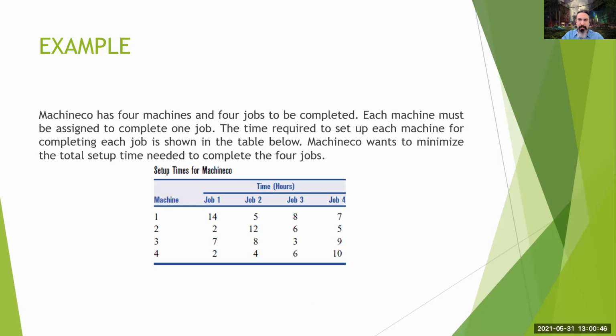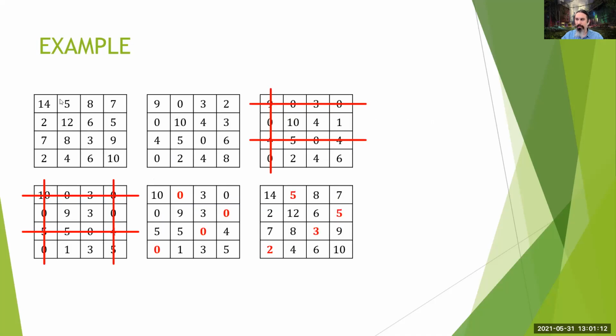So for example, we have 4 machines and 4 jobs, and these are the number of hours it takes to complete that job on that machine. So we are trying to minimize the total hours spent doing those jobs. So we are trying to assign jobs 1 to 4 to machines 1 to 4. And each job can only be assigned to one machine, and each machine can only take one job and one job only. So we will take these costs and turn them into this table.